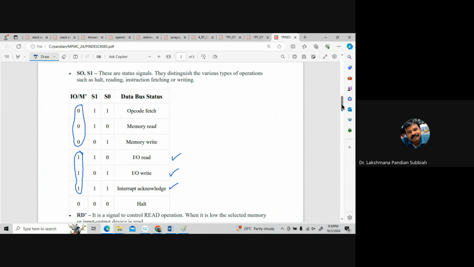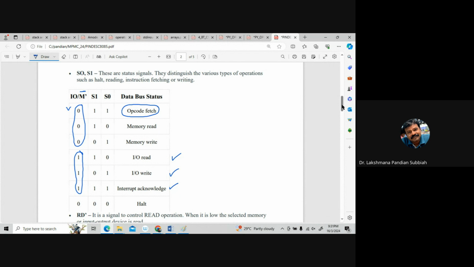M bar is memory, right? Here we have M bar, and when that signal is 0, it is a memory read, right? So, opcode fetch. So this is a program.